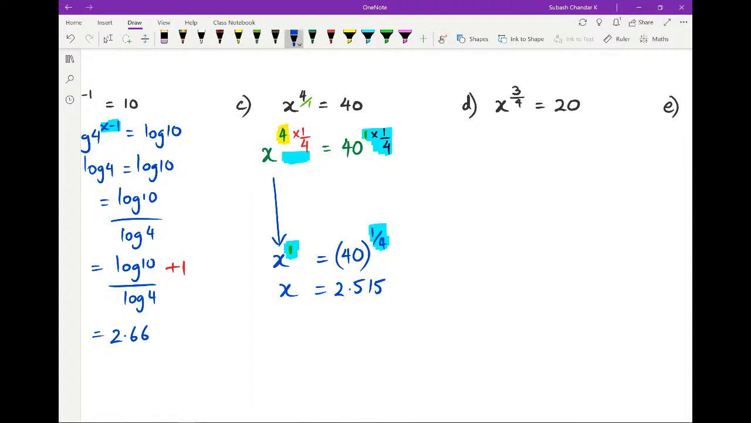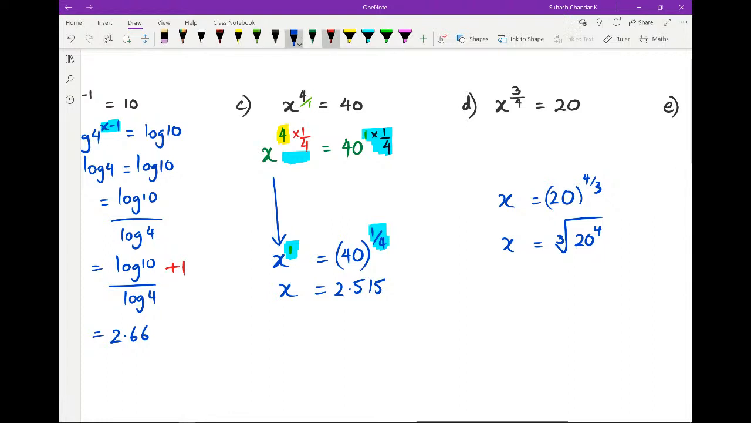So if we have a look at question D, we just rewrite this as x is equal to 20 to the power of 4 over 3. Somebody asked me earlier, can we actually do some surds? Well, guess what? This is a surd, because this could be rewritten as the 3rd root of 20 to the power of 4.